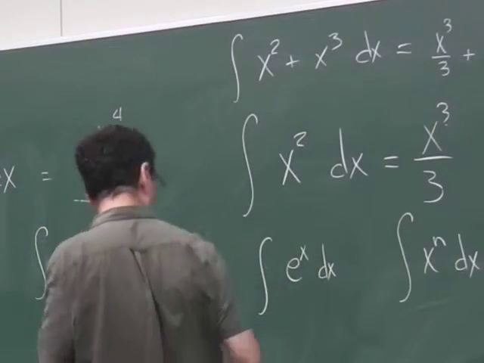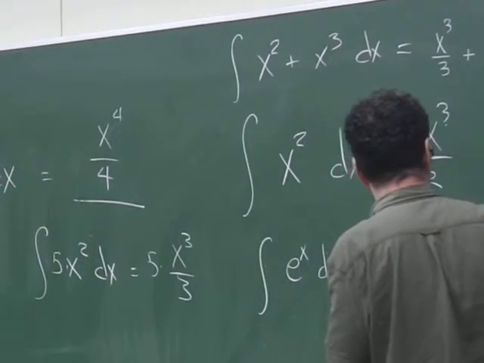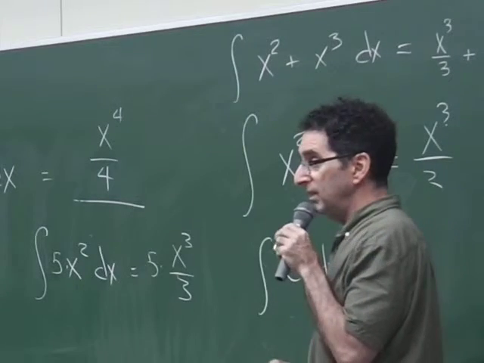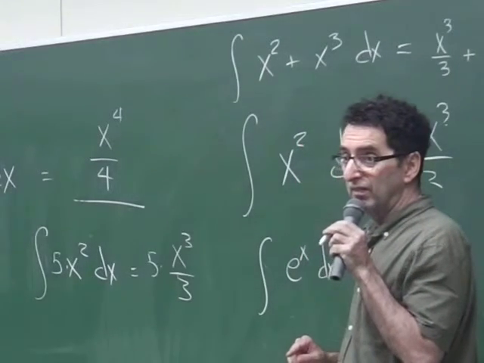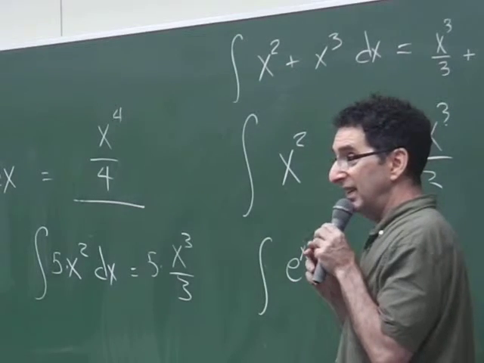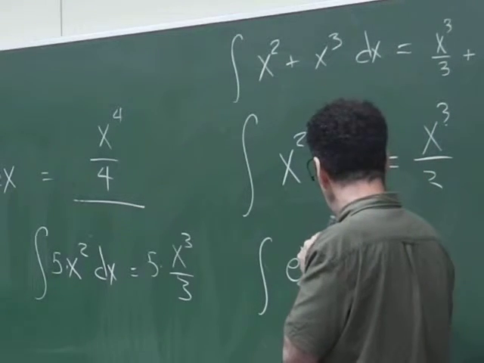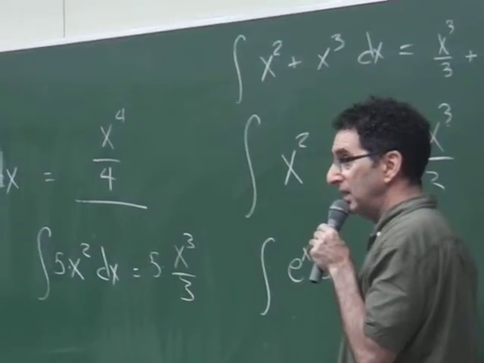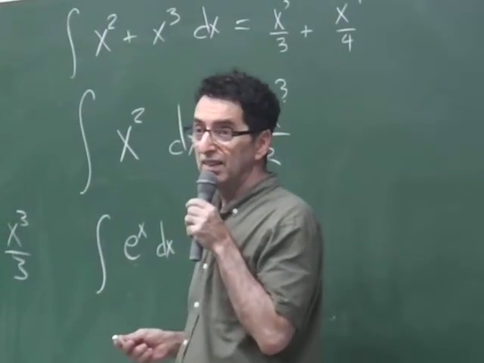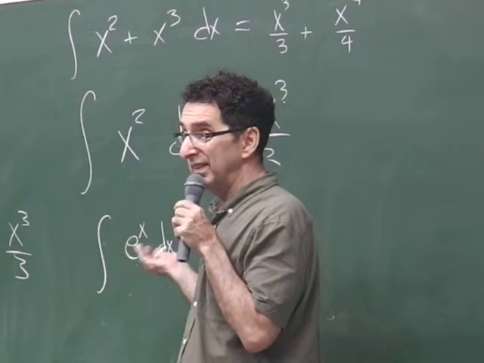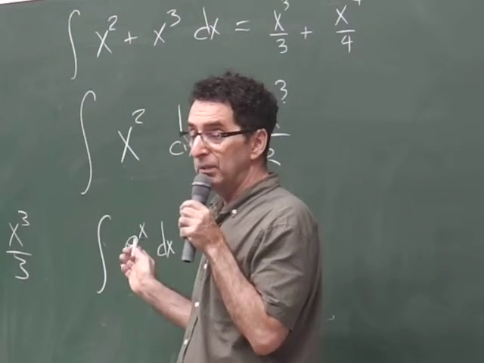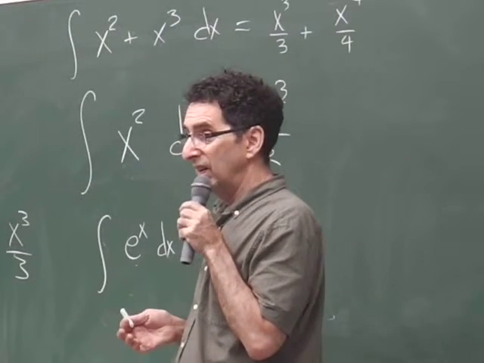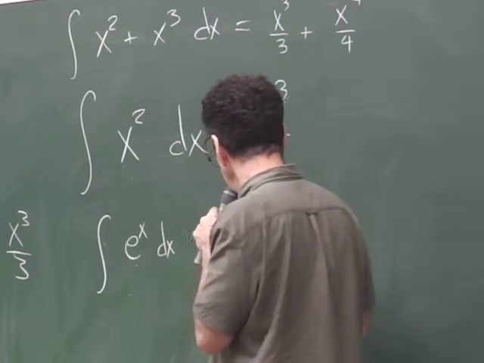How about that one? So again, what's the question? What's the function whose derivative is e to the x? Just e to the x, right? Because if you take the derivative of e to the x, you get e to the x. So it's not a higher power in this case, but that's a very peculiar one, right? E to the x is very peculiar. Okay? How about this one?